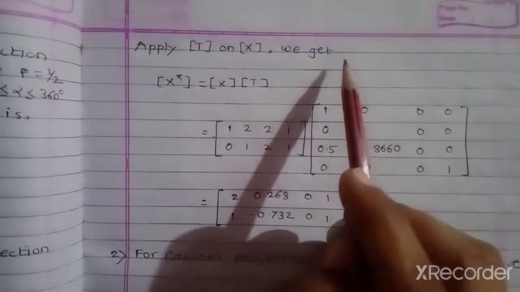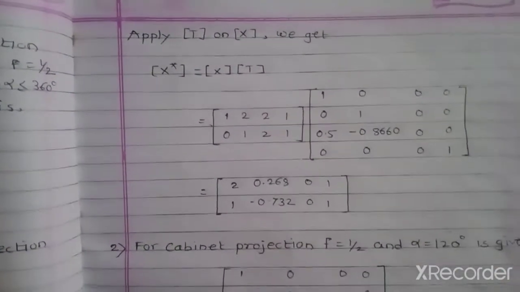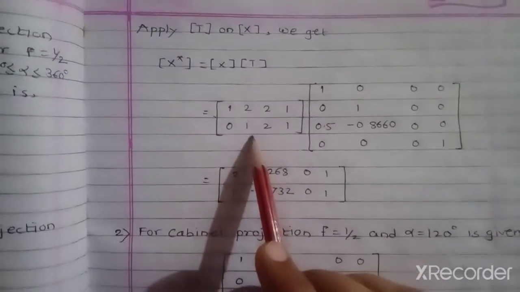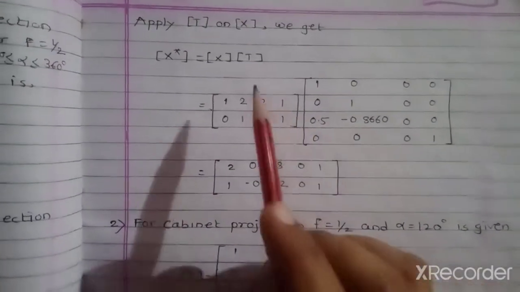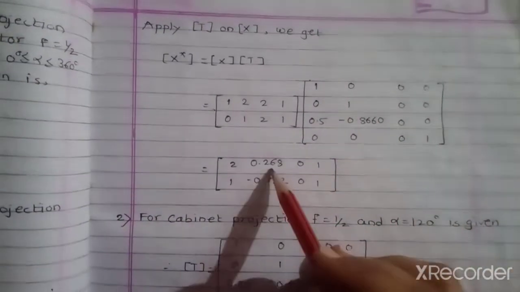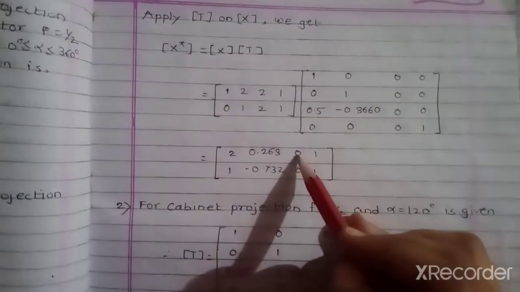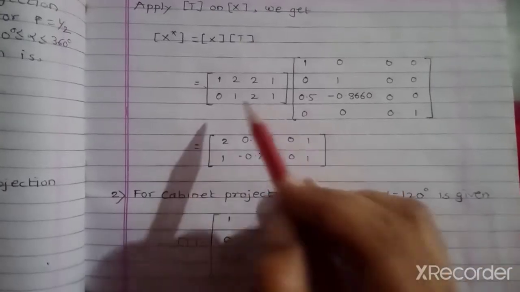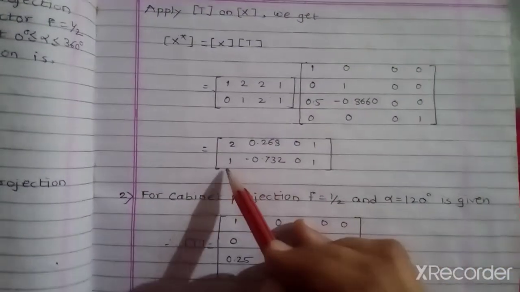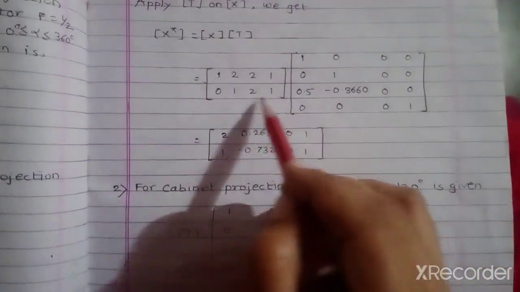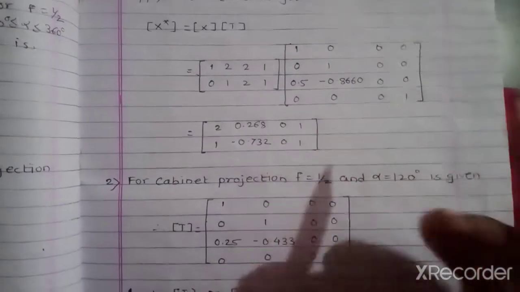So next, we apply T on X, because we are given our object X also. We write X star, which is equal to X into T. Put our matrix X and our matrix T, do the matrix multiplication: first row first column we get this entry, first row second column this entry, first row third column this entry, first row last column this entry. In a similar manner we do the procedure for the second row also: second row first column, second row second column, second row third column, and second row last column.